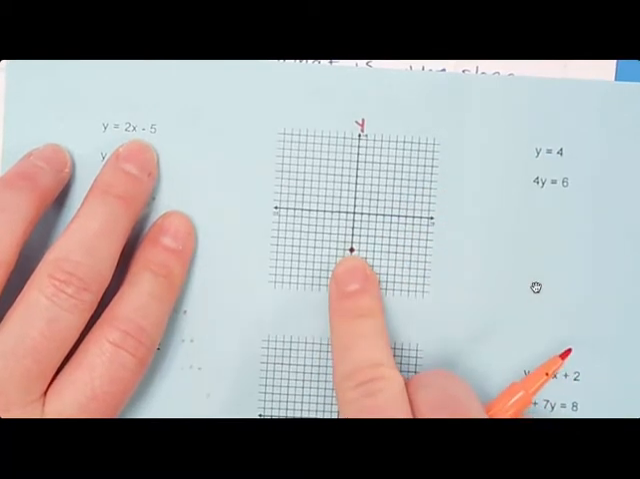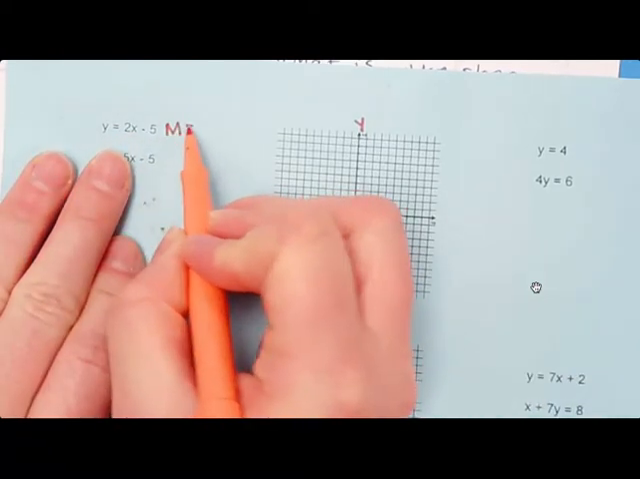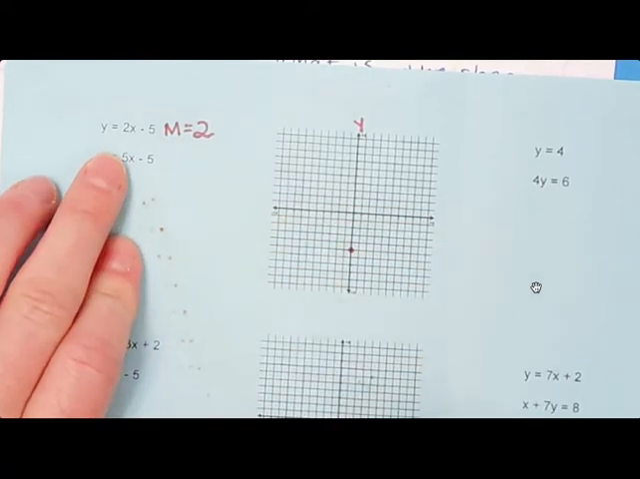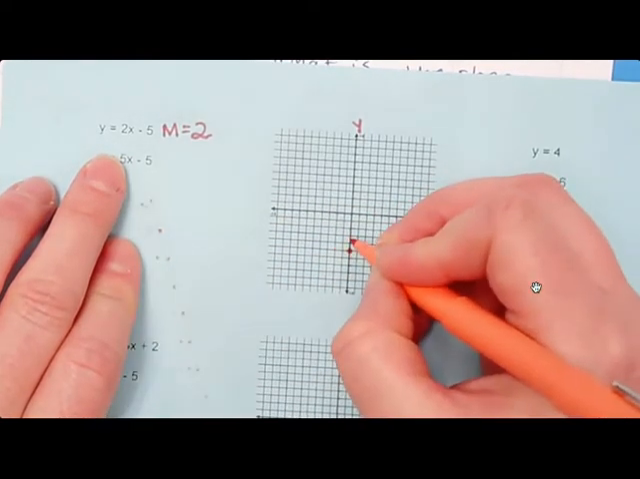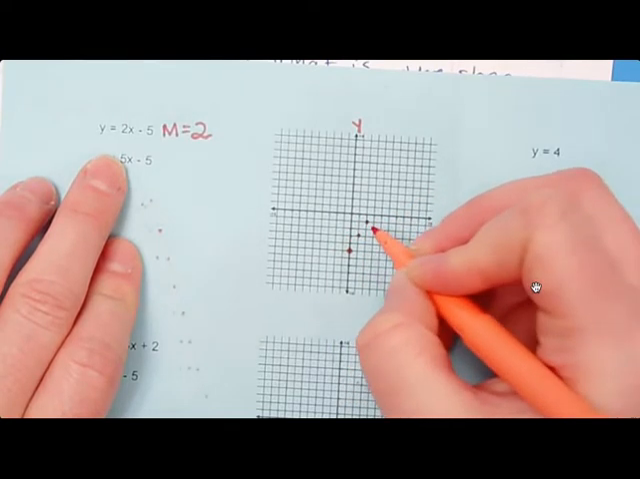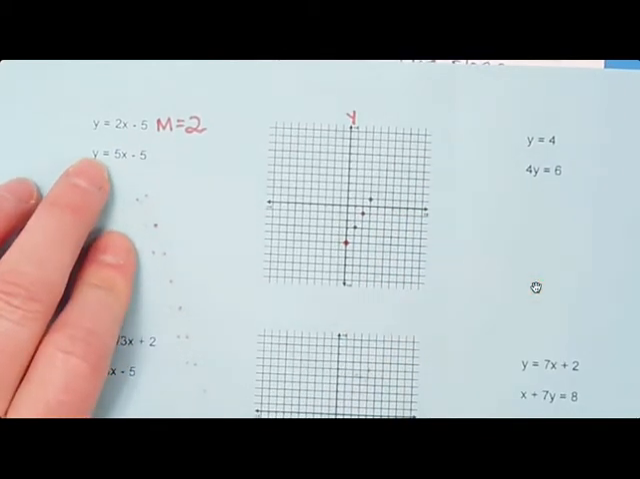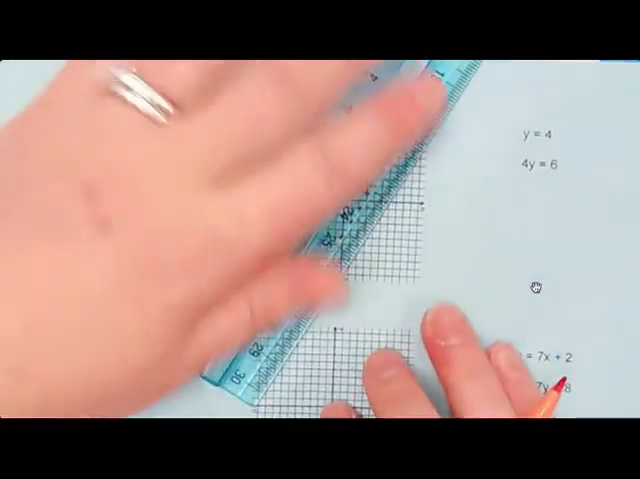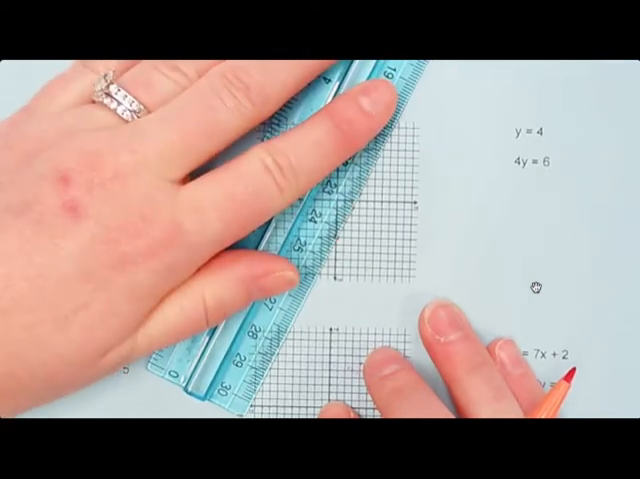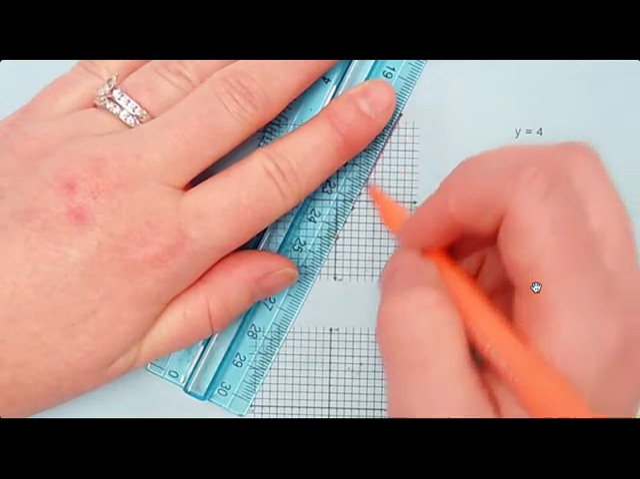So that's my y-intercept. Then I'm going to count my rise over run. Because our slope here is 2, that means I'm going to go up 2 over 1. So count up 2 over 1, up 2 over 1, up 2 over 1. Once you have a few points, you can go ahead and get your ruler and connect those. Make a line.